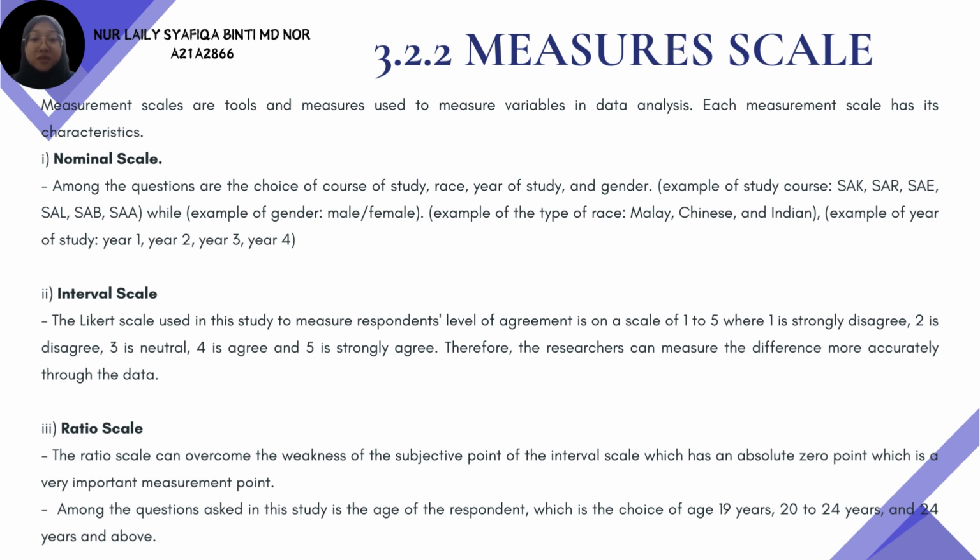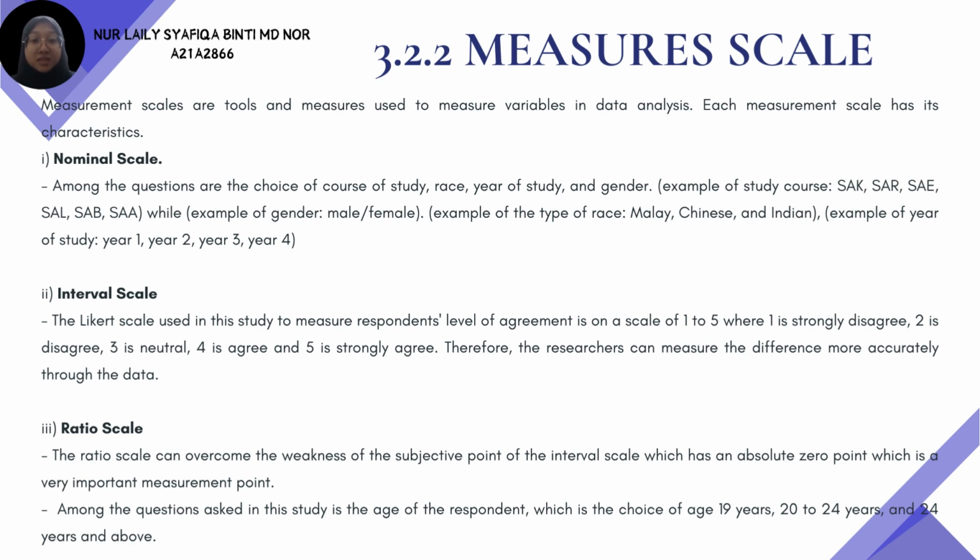Number 2 is the interval scale. The Likert scale used in this study to measure respondents' level of agreement is on a scale of 1 to 5, where 1 is strongly disagree, 2 is disagree, 3 is neutral, 4 is agree, and 5 is strongly agree. Therefore, the researcher can measure the differences more accurately through the data.